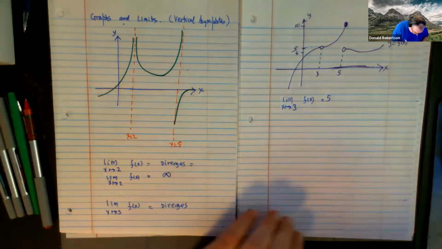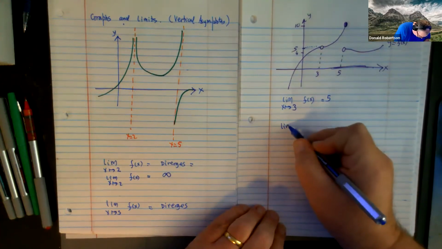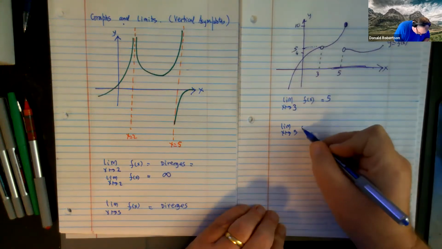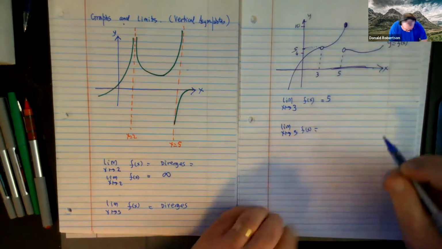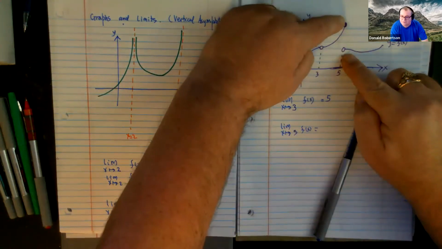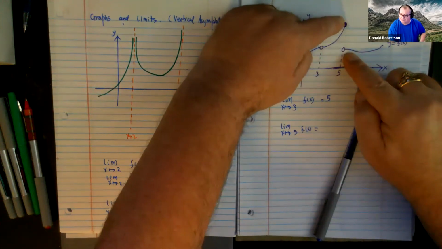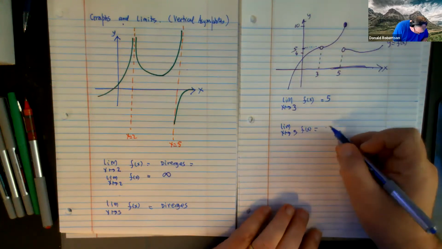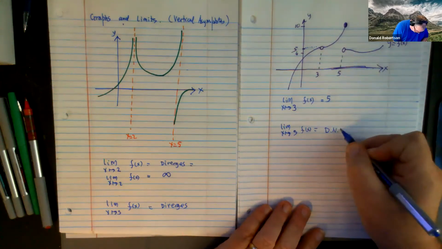Now, if I asked you to find the limit as x tends to 5, which is this picture, do you see that there's a definite jump, right? There's a problem from here to here, right? It's a piecewise function. In this case, you would say that the limit does not exist.